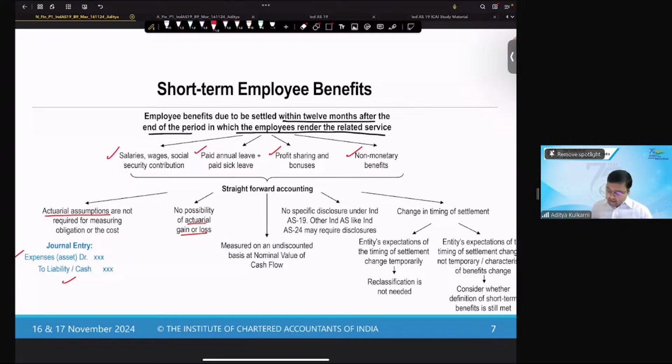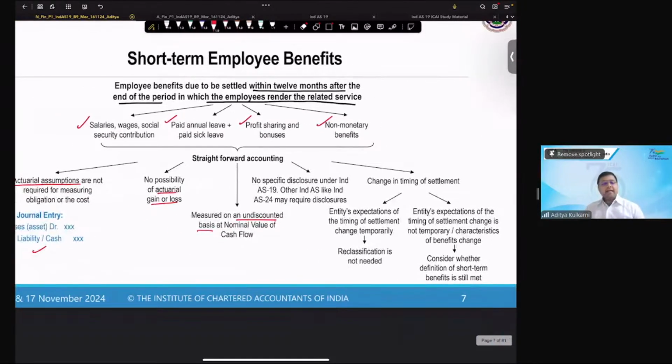Measured on an undiscounted basis, so since it is being paid within 12 months, there is no need for you to do any discounting. No specific disclosure is required. Other Ind AS may require disclosures like payment to related parties, Ind AS 24, for example. Okay, but otherwise, no specific disclosures.